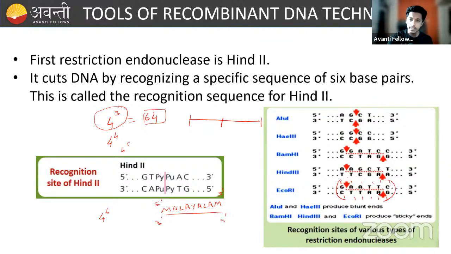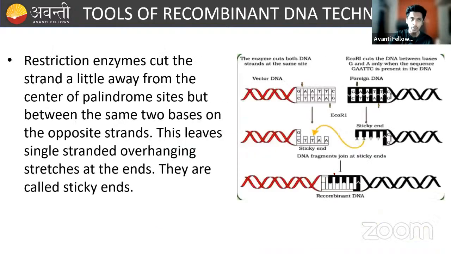When it comes to HindIII, look, the sequence is completely different: AAGCTT, AAGCTT. So each of our restriction enzymes has its own unique recognition sequence. But one thing is common in all of these restriction enzymes, that they have the capability to recognize palindromic sequences, mostly palindromic sequences. Understood? So when you talk about the action of restriction enzymes, based on their capacity to cleave both the strands, they will result in a specific type of ends.